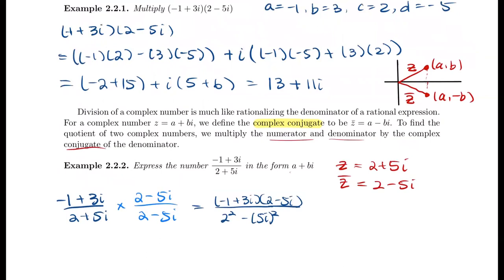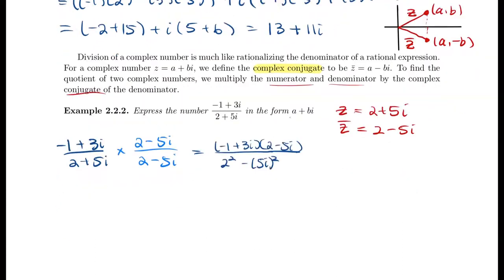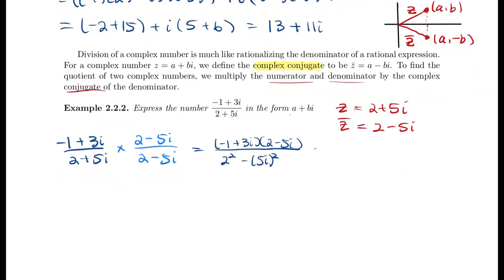Well, we actually found what the complex number of the numerator is from the previous example. So we could just go ahead and put that. So we have 13 plus 11i divided by, so the denominator here, what we get is 4 minus 25i squared. But i squared is negative 1, so that's going to become 4 plus 25. So that means we're going to get 29 as a result.